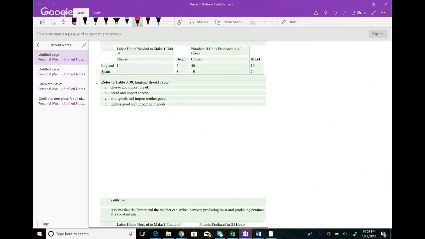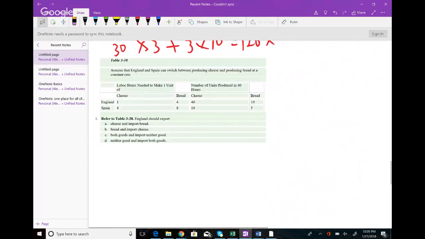All right, next, let's look at this question here. So assume England and Spain can switch between producing cheese and producing bread at a constant rate. So we have two countries. Now, notice we have two tables over here. The first table shows you the labor hours needed to produce one unit, and the second table shows you the number of units we can produce within 40 hours. So to do this question, it's a good idea to only use the table on the right.